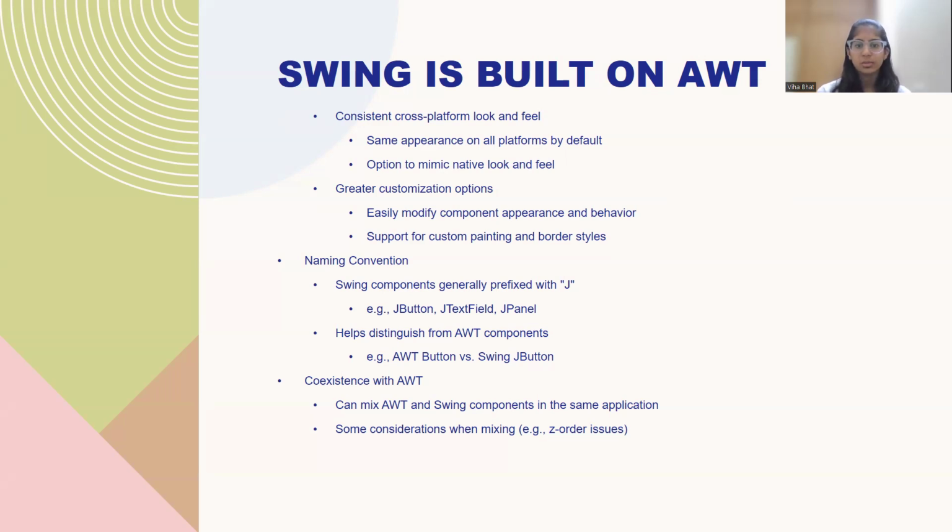Naming convention. Swing components are generally prefixed with J, for example JButton, JTextField, JComponent. This helped distinguish them from AWT components, which either started with AWT or had no prefix, unlike Swing's JButton. Coexistence with AWT. These Swing components can be mixed with AWT in the same application. Some considerations when mixing, for example, Z-order issues.